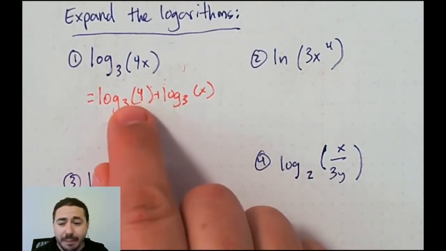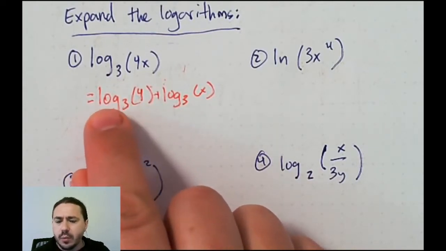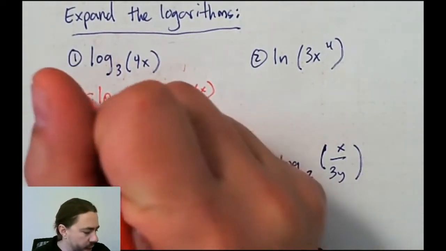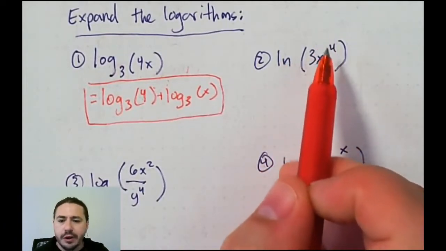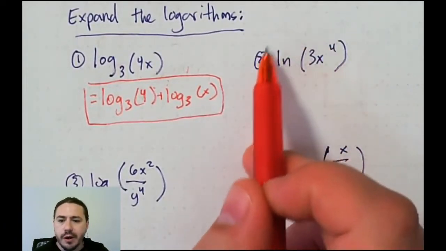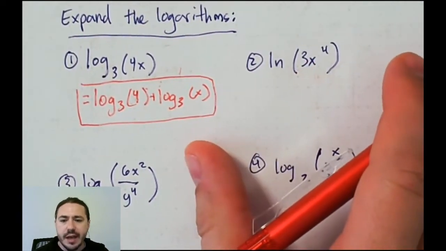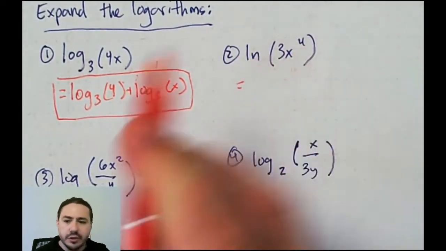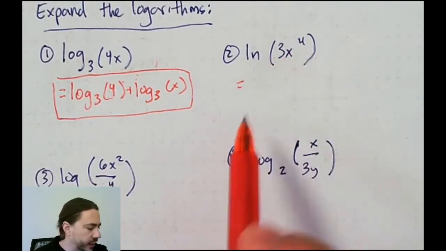Now, 4 is not a power of 3, or at least not an even power. It's going to be an irrational power. So we're just going to leave it like this. Log base 3 of 4 plus log base 3 of x, and that would be our expansion. If you've got something with the power here, be careful, okay? Don't put the 4 out over here first because the 3 is not being raised to the 4th power, just the x is. So really the proper way to do this is going to be to split it up first and then take care of the exponent.